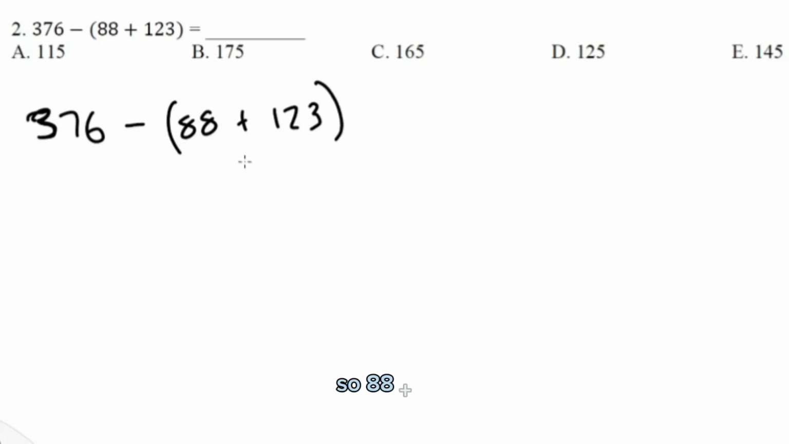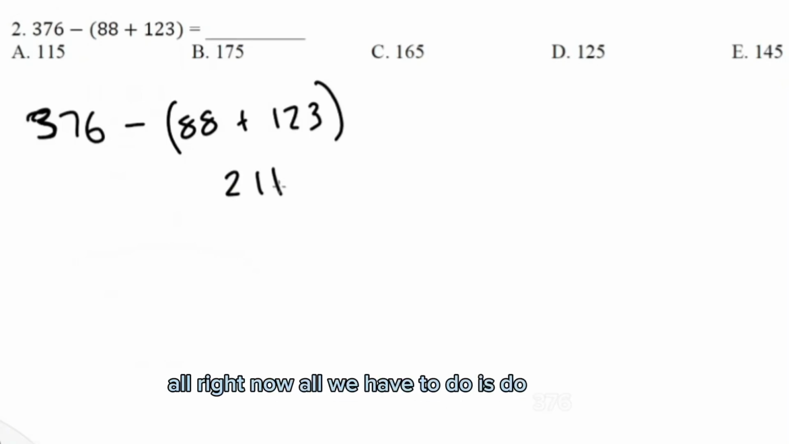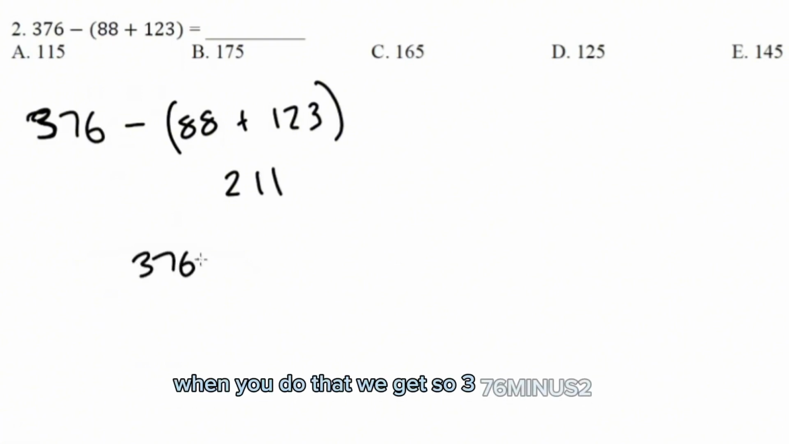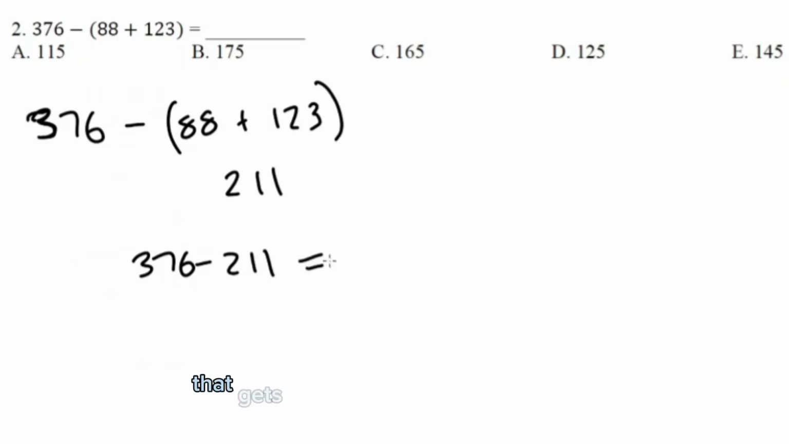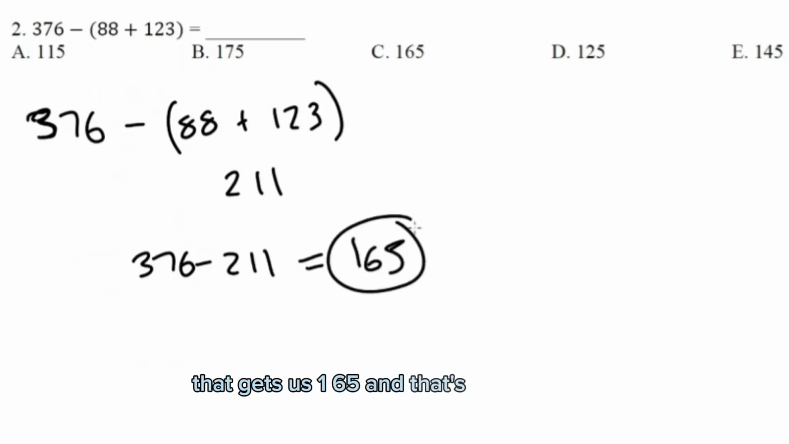So 88 plus 123, that is 211. Alright, now all we have to do is do 376 minus 211. And when we do that, we get, so 376 minus 211, that gets us 165, and that's your answer.